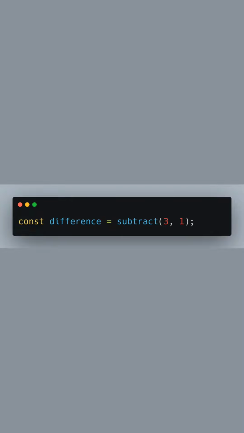Similarly, we call the subtract function to find the difference between the numbers 3 and 1. The result is stored in a constant named difference. Lastly, we use the multiply function to calculate the product of 2 and 2. The result is assigned to the constant product. These constants are now ready to be used in our code wherever we need them.